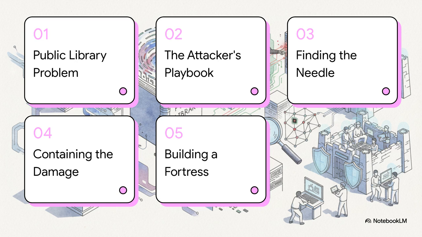So here's how we're going to tackle this. First, we'll talk about what I'm calling AI's public library problem. Then we'll peel back the curtain on the attacker's playbook. After that, it's all about how you find these hidden threats, what to do to contain the damage, and finally, how you can build a fortress to keep them out in the first place.